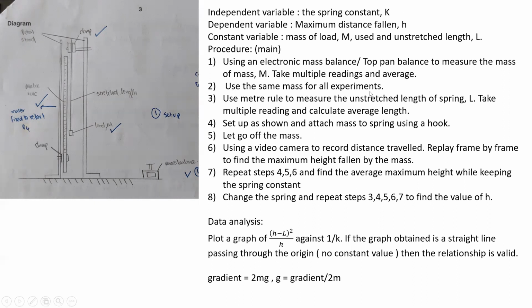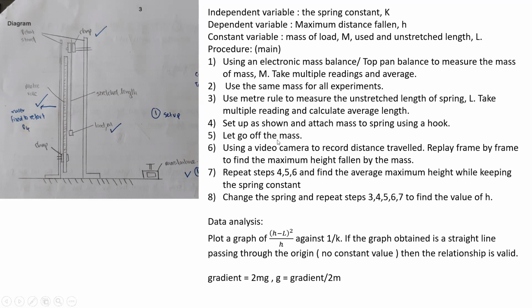Use the same mass for all experiments. This is not entirely necessary because I've already included it on top. Use a meter rule to measure the unstretched length of the spring L. Take multiple readings and calculate the average length. Set up as shown, attach the mass to the spring using a hook. I have not drawn a hook, but you can just mention it in your writing. You can always refer to your diagram as set up as shown in the diagram, so it's just easier.